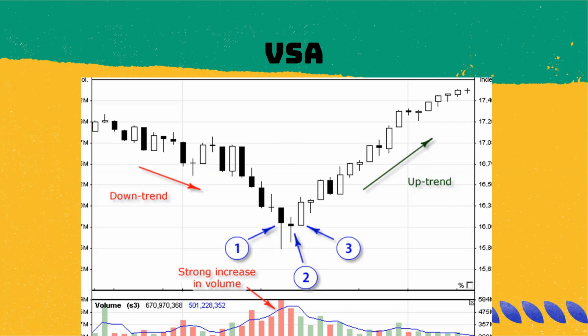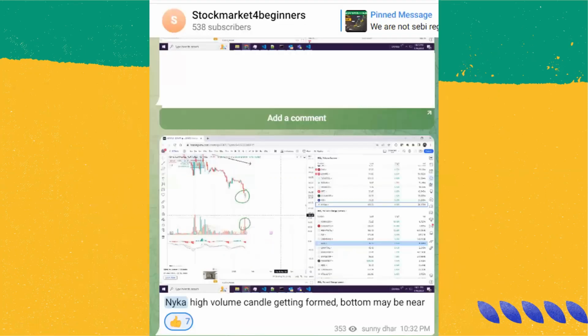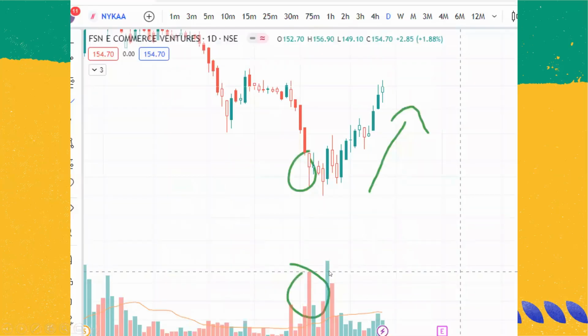As per this strategy, we had shared one stock, Nykaa, at 123 levels, and you can see we had said that it has formed a high volume candle, and so the bottom may be near. And you can see after this, a few days later, the stock from this level has given almost 30% returns within no time. So this is a bit advanced strategy, but if performed with caution, you will be able to tell exactly where the bottom can be formed.